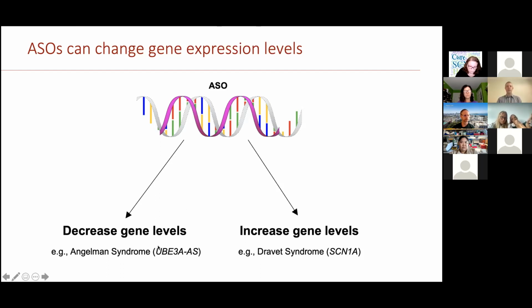And broadly, there are some approaches which decrease gene levels. An example there would be the ASO which has been used in Angelman, where it's targeting a gene called UBE3A antisense and decreases that. The other thing you can do is increase gene levels. And this is a very, very new idea. The first hint of this came 3 years ago. And there's an example which has been done in Dravet syndrome, which is our colleagues in SCN2A.